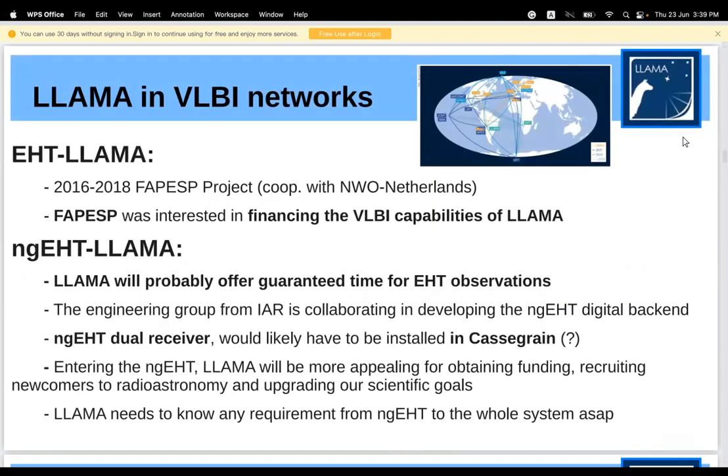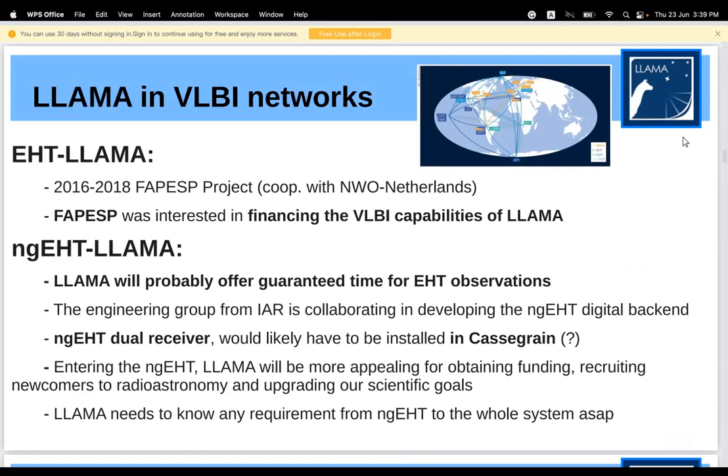We have collaborated with EHT in the past, but due to the delays and problems with our project, we couldn't get the antenna working on time. We are trying to convince our partners in Brazil to offer the next generation EHT guaranteed time to use this antenna.